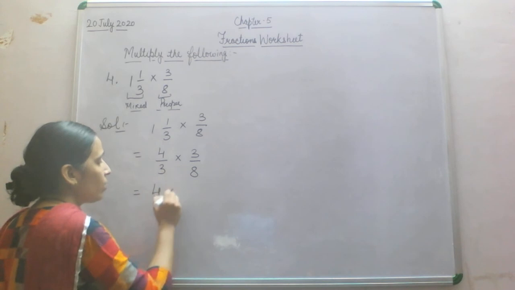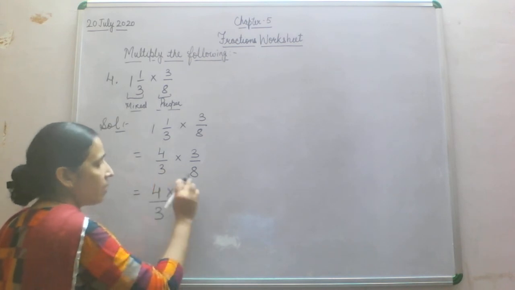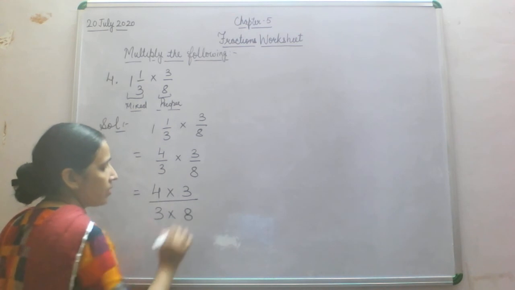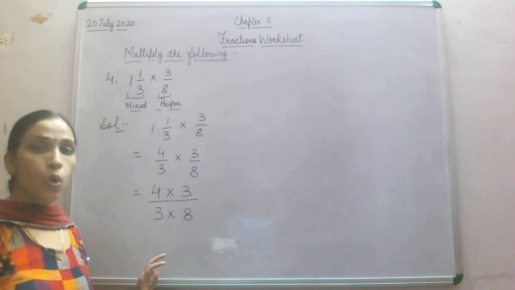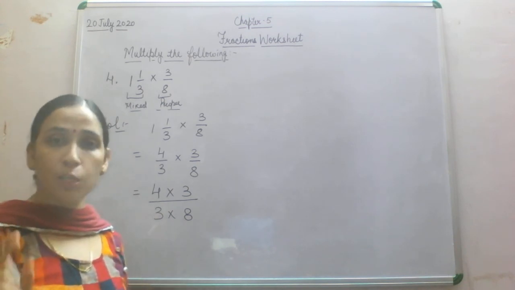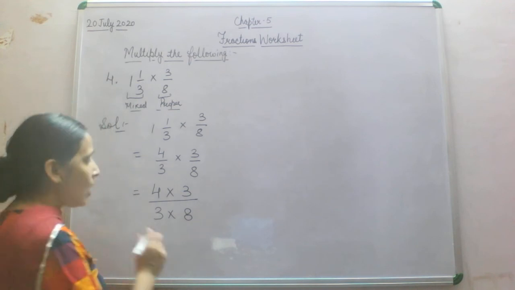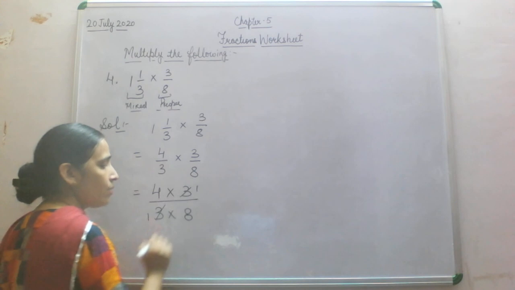Now 4 is going to multiply by 3, and the denominator will multiply by the denominator. Now here we have got this number. What we can do at this place is cancellation, or we can reduce it into lowest terms. How can we reduce this? 3 can be cancelled by 3.